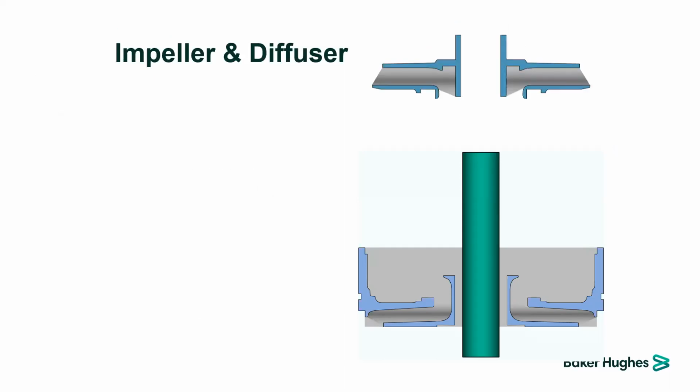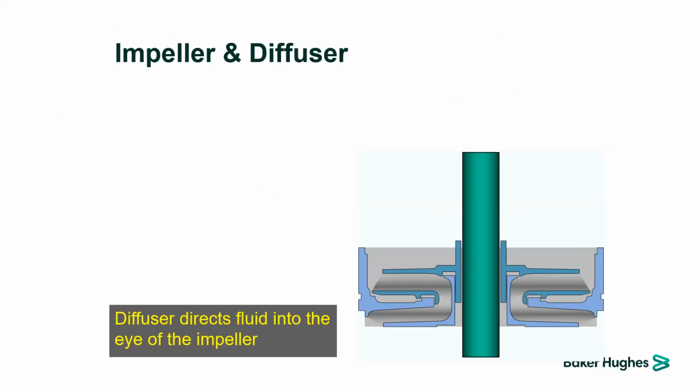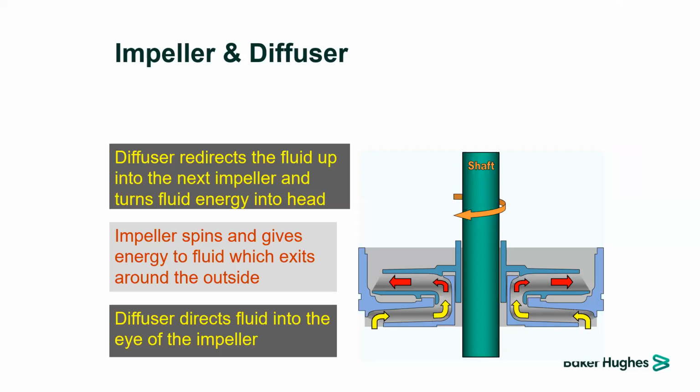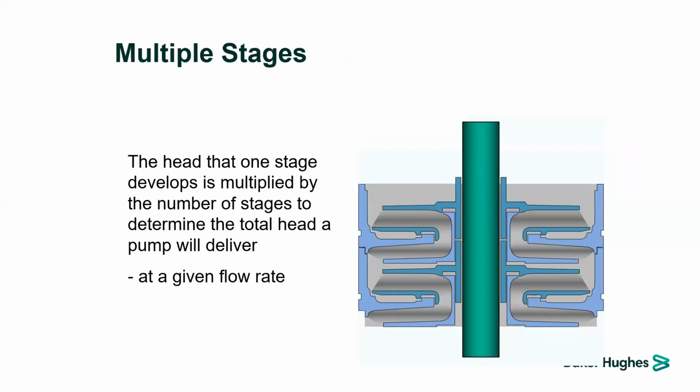The impeller and diffuser are stacked together, and the diffuser directs the fluid into the eye of the next impeller. Then the impeller, with its rotation, spins and gives energy to the fluid, which exits around the outside, and the diffuser lifts the fluid up to the surface in order to bring the required head value and pressure up to the surface.